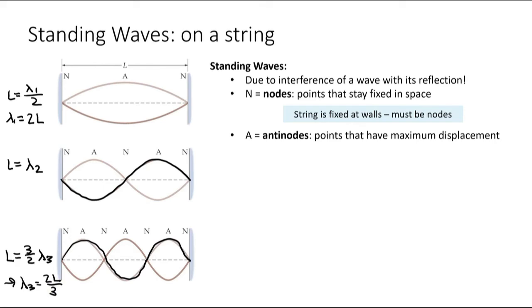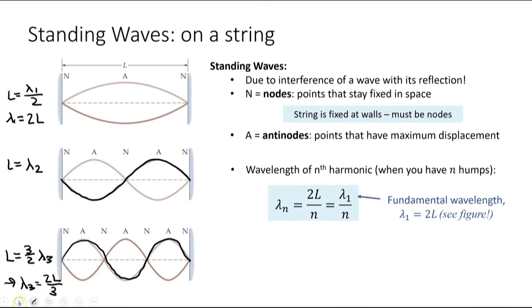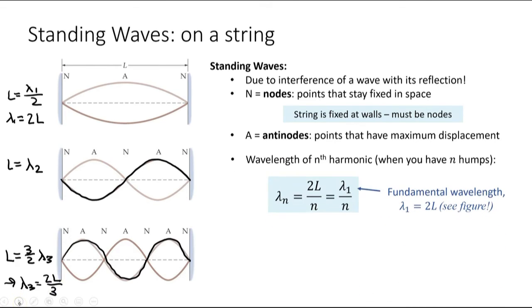Okay, and so then comparing these relationships, we can see that in general for the nth harmonic, which would be when you have n antinodes between your two fixed ends of your wave on a string, you get 2L divided by n. Okay, so the wavelength when you have the nth harmonic is going to be 2L, 2 times the length between your fixed ends, divided by n, the number of antinodes that you have on your wave on a string.